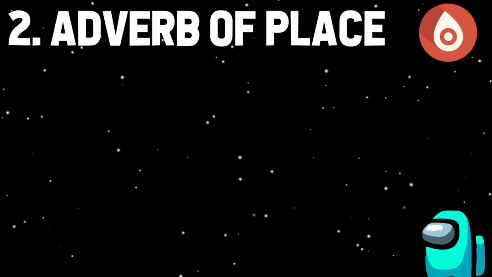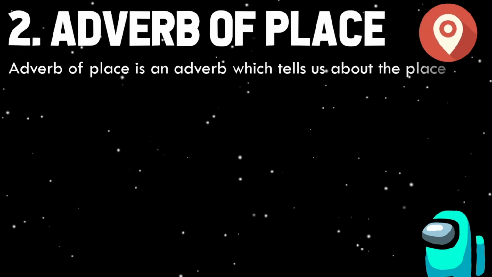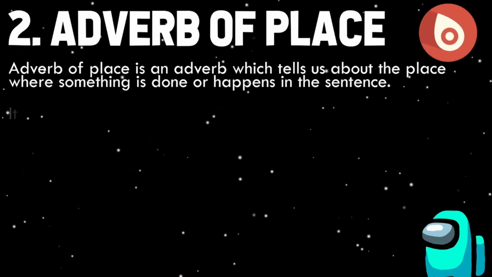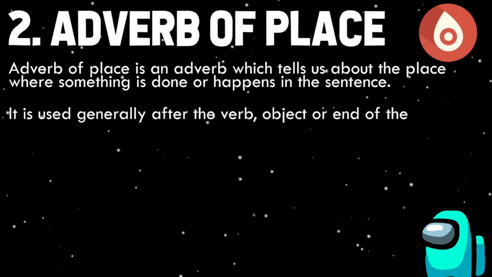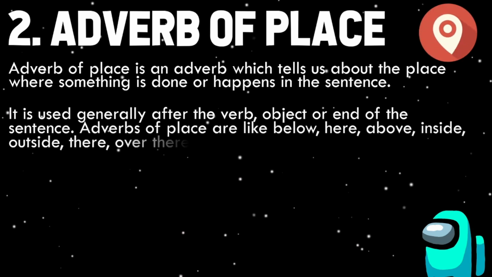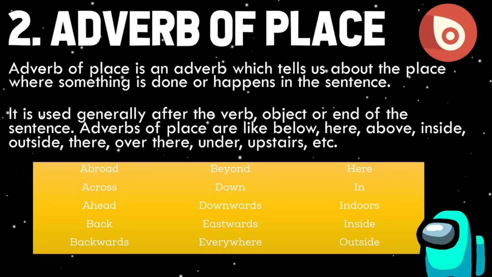Adverb of place. Adverb of place is an adverb which tells us about the place where something is done or happens in the sentence. It is used generally after the verb, object, or end of the sentence. Adverbs of place are like below, here, above, inside, outside, there, over there, under, upstairs, and etc. Seen below is a table that shows some examples of adverbs of place that you can use in daily conversations.